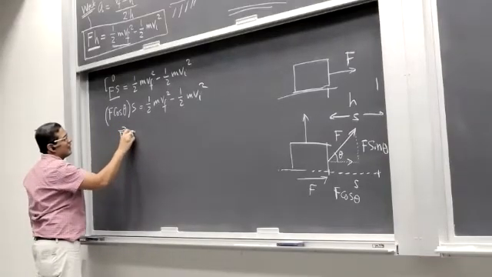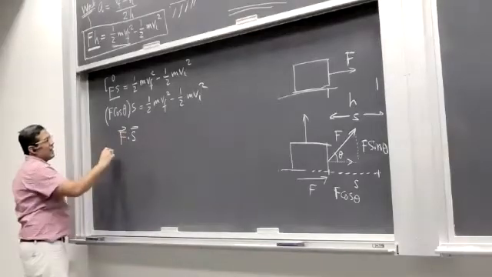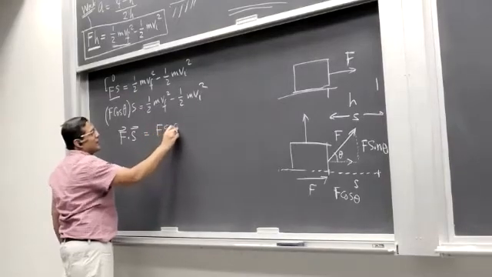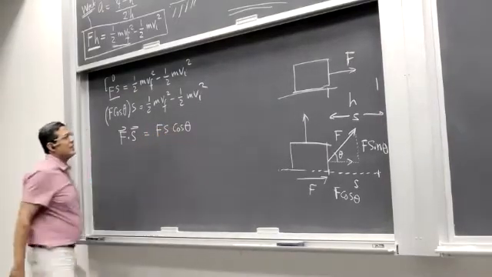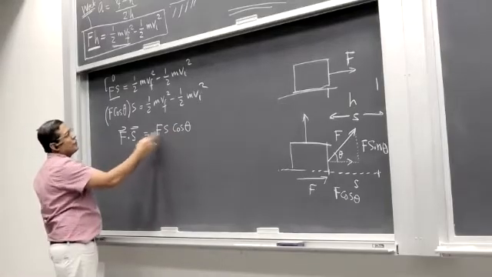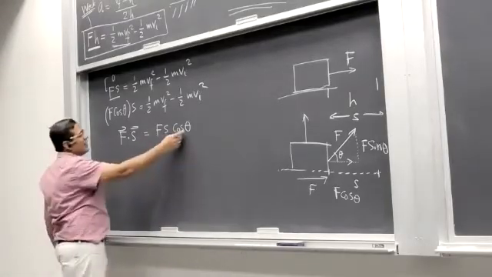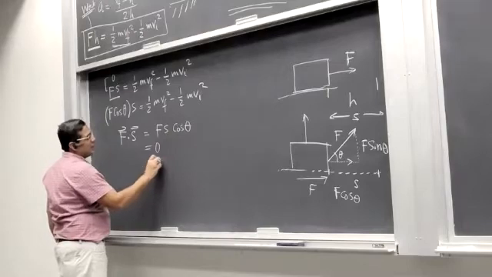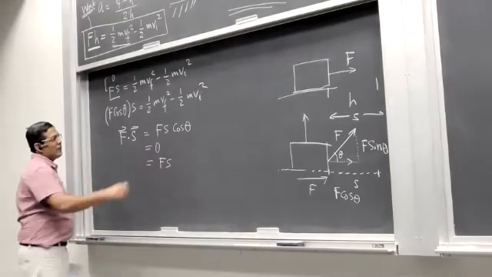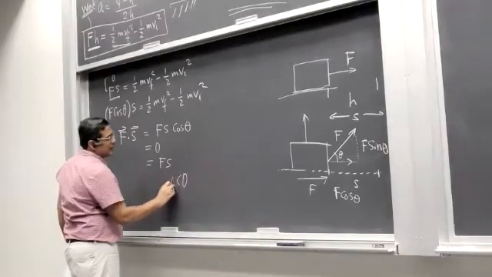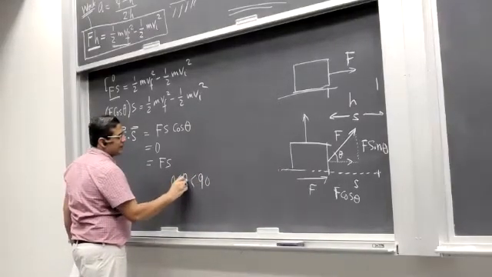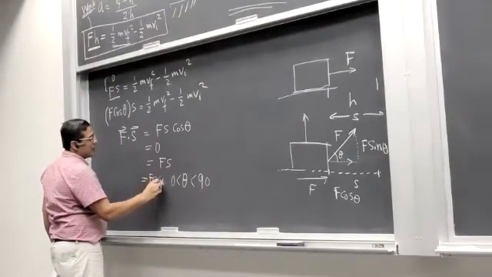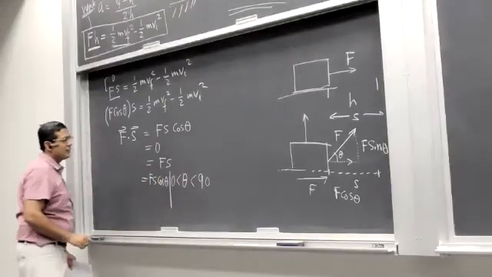F dot s, what is it equal to? Fs cosine theta. Depending on the angle between force and displacement, if the angle is 90 degrees, the work done is zero. If the angle is zero, the work done is simply Fs. And if theta is greater than zero and less than 90, then the work done is Fs multiplied by the value of the cosine of theta. See this?